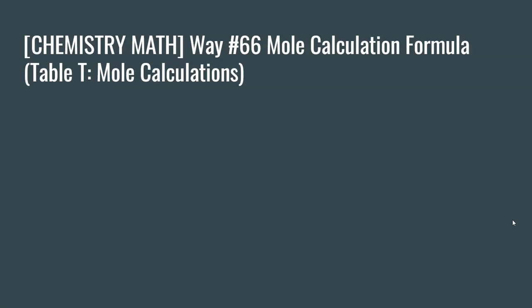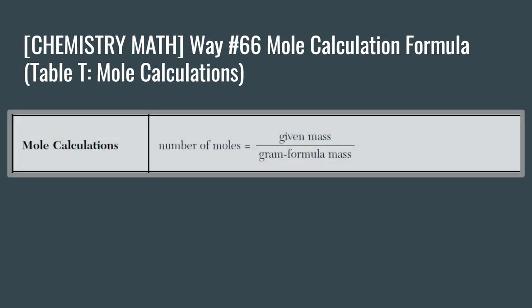Way 66 deals with being able to calculate moles. And for this, you're going to need Table T's equation. To get the number of moles of a substance, you're going to take its given mass and divide it by gram formula mass. Now, you already know how to calculate gram formula mass.